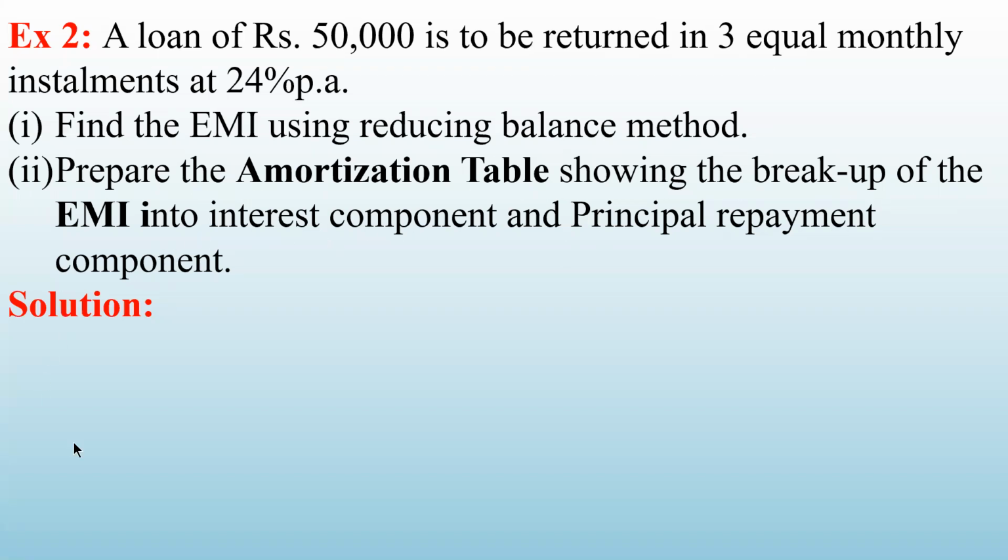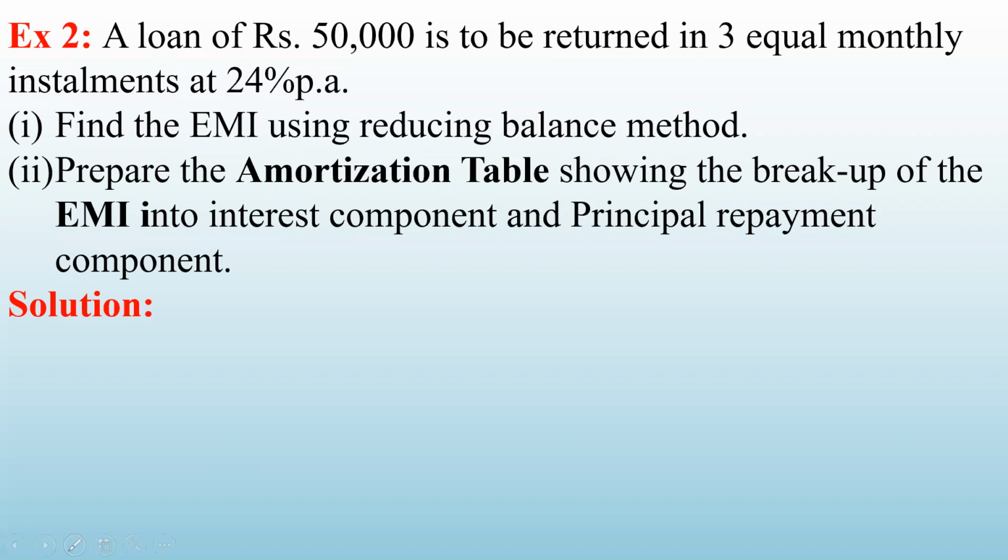So first of all, as usual, whenever a question is given to you, try to write down what is given and what is asked. So let us write down the given things. How much loan is taken? Loan of rupees 50,000 is taken. As I told you, loan is always your present value because you take the loan today, correct? So P is 50,000, and it is to be paid in how many months?